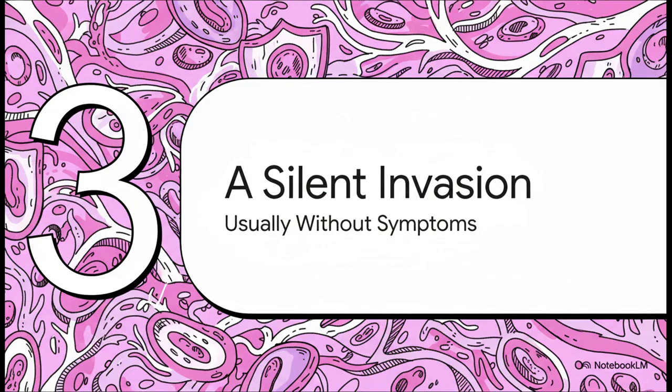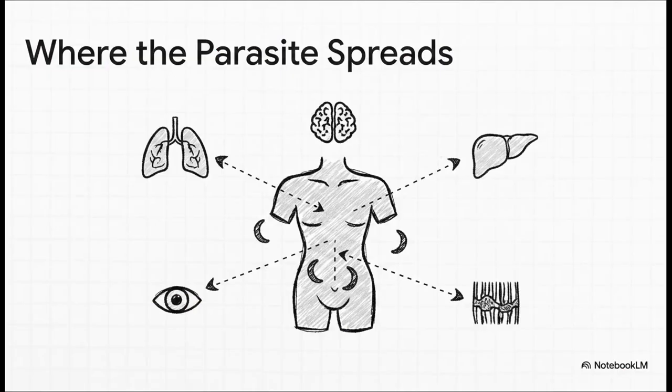So, what happens when the parasite actually gets inside a person? Well, this is where the story takes another pretty surprising turn. It's an invasion, all right, but one that usually happens in complete silence. Once it's inside, the parasite doesn't just stay put. It's a traveler. It can spread out and set up camp in some of our most critical tissues. We're talking the brain, the lungs, the liver, our eyes, and our muscles.